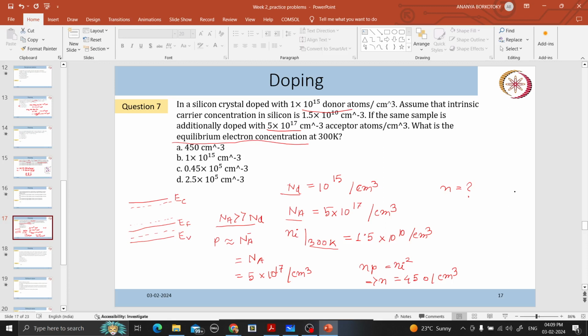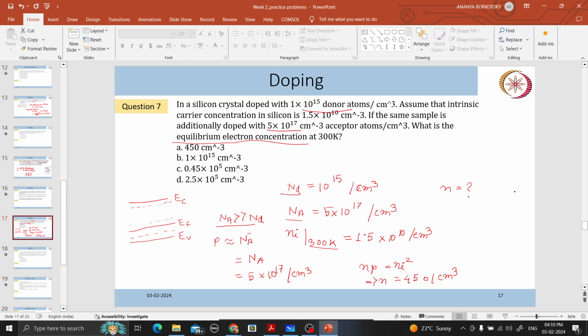We have to calculate what Na and Nd are, and also here we are considering 100% ionization, so Na minus is equal to Na. That may not be the case if it is not at 300 Kelvin. Say if the temperature is very low, then not all the acceptor atoms may be ionized. So in that case also we cannot use this formula. Again, if there are any extra electron and hole pairs due to some external excitation, then also we cannot use this formula. So you have to be careful while solving this kind of problem.